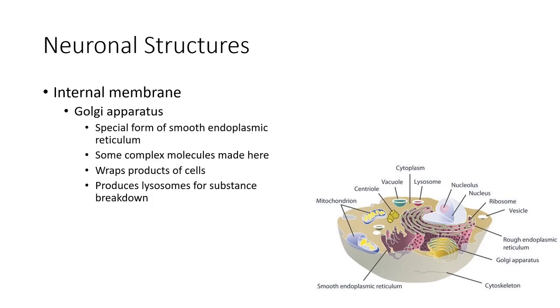Also, within the Golgi apparatus, there is production of what are called lysosomes. Lysosomes are little sacs containing enzymes for substance breakdown. Sometimes there's extra stuff in the cell that needs to be broken down and gotten rid of. Lysosomes contain enzymes that will make that possible, and those are produced again in the Golgi apparatus.